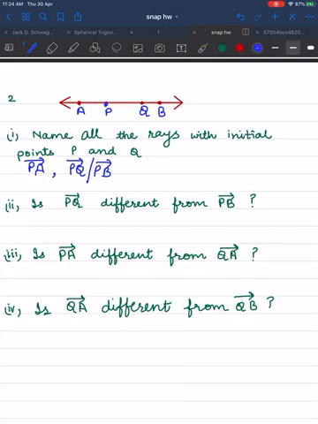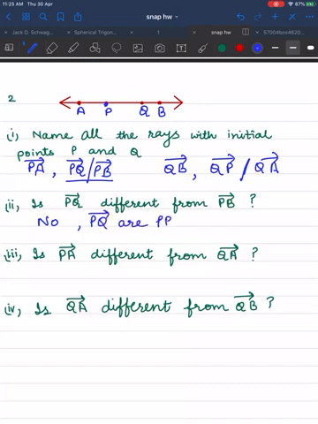Now let's name the rays with initial point Q. Here you can see Q, QB, QP, QA. So let's write QB, QP or QA. Here also QP and QA are the same rays. Second part, is PQ different from PB? In the first part, I have already told you that PQ and PB are the same rays. So we write here no. PQ and PB are the same rays.